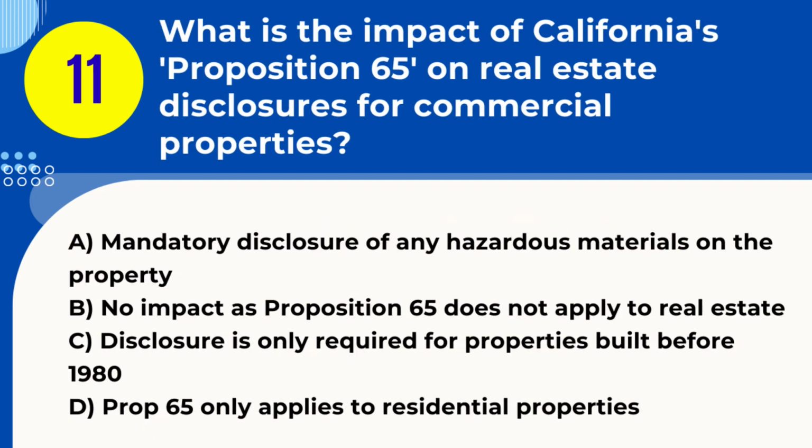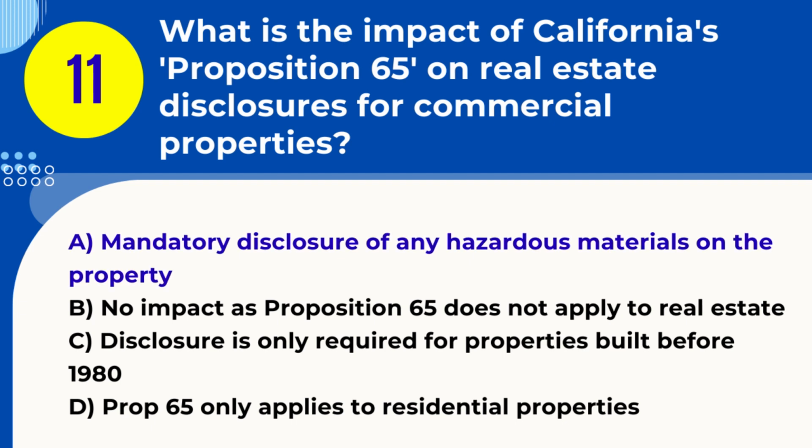Question 11. What is the impact of California's Proposition 65 on real estate disclosures for commercial properties? A. Mandatory disclosure of any hazardous materials on the property. B. No impact, as Proposition 65 does not apply to real estate. C. Disclosure is only required for properties built before 1980. D. Prop 65 only applies to residential properties.